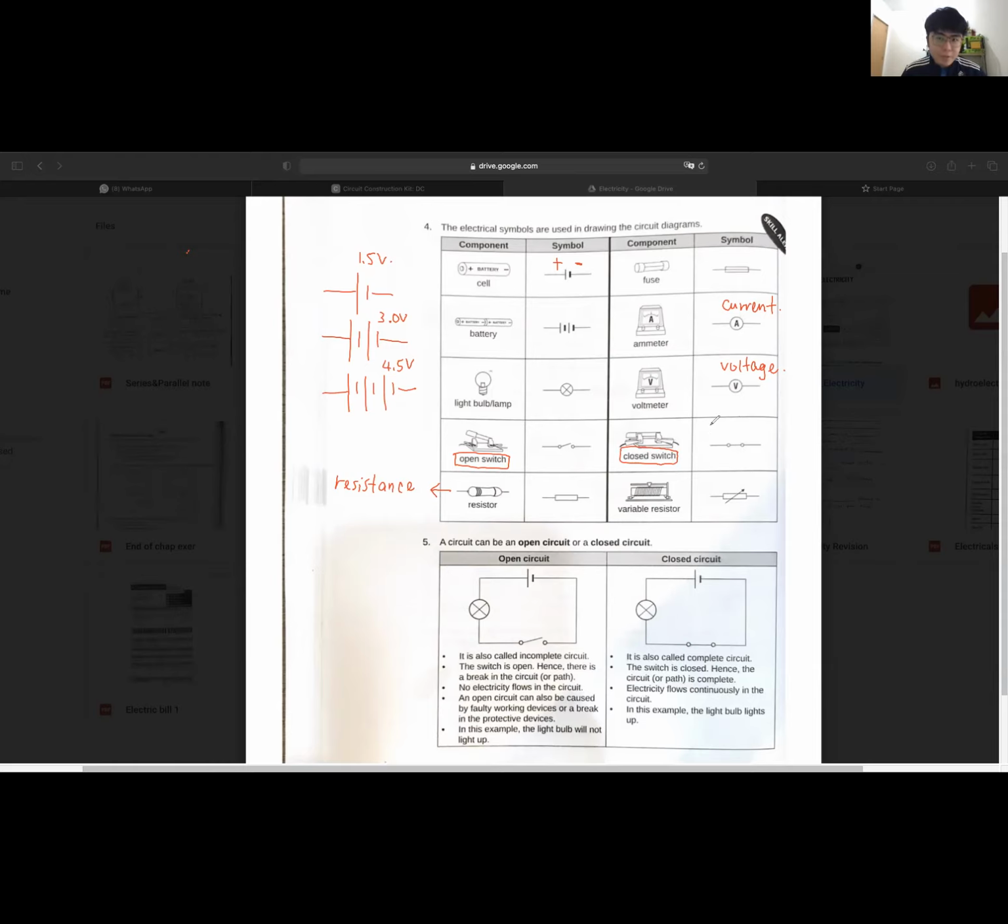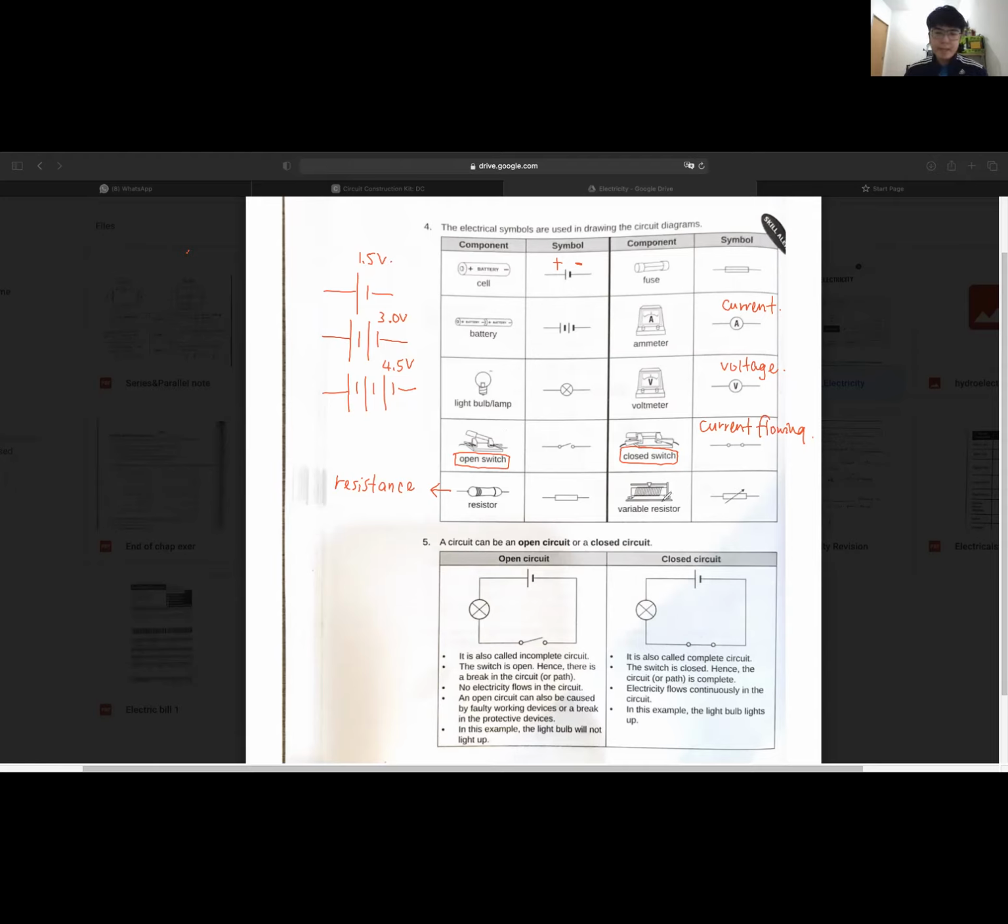So is there any current flow in the circuit? Yes, there's current flow in the circuit. So remember this too: if closed switch, that means current flowing. If open switch, that means there's no current in the circuit, because open switch means disconnected switch. Closed switch means connected switch.